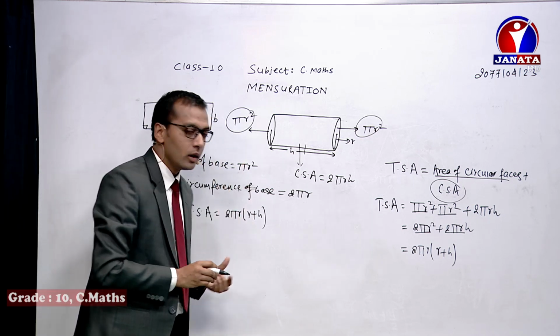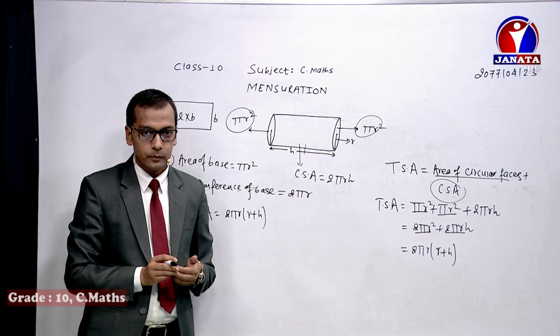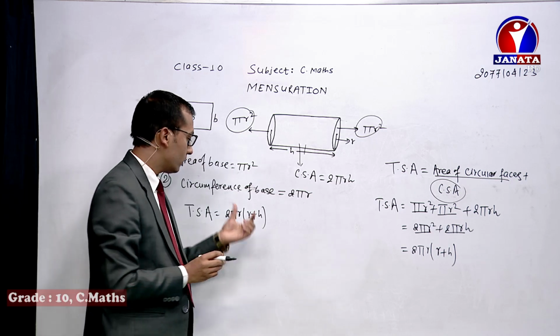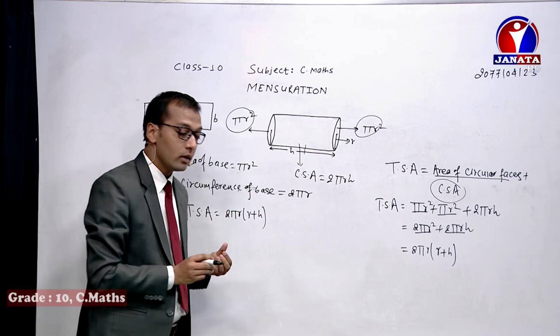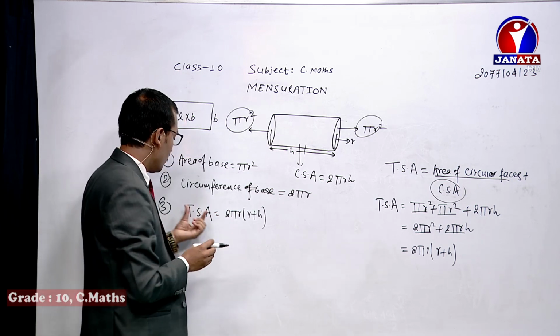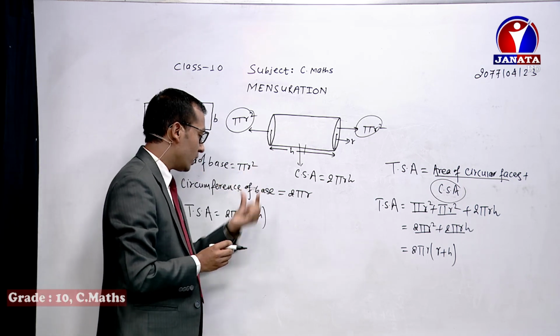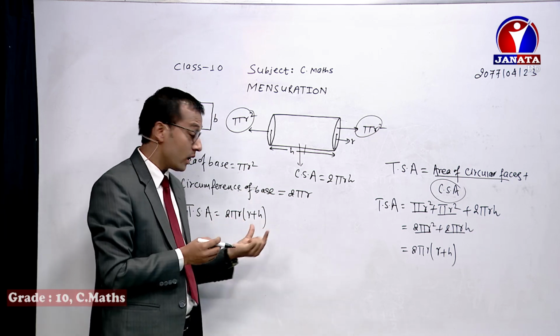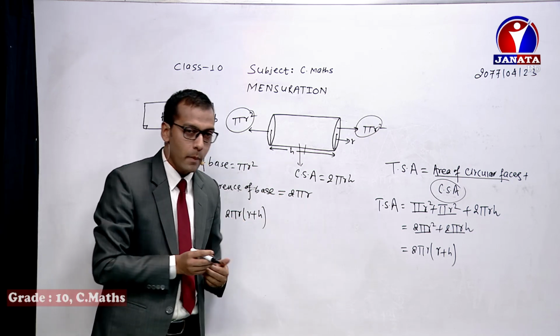These different terms have units. The unit of area, circumference depends on the question. The unit of area is square unit, TSA is also an area so it is in square units, and circumference is a length.